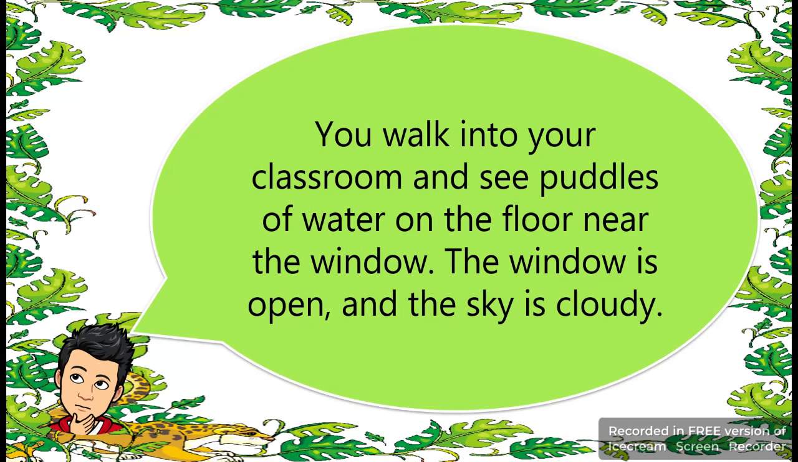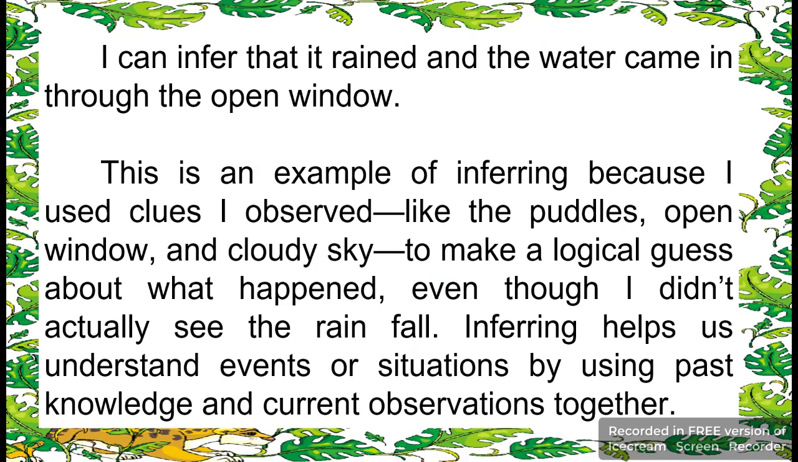You walk into your classroom and see puddles of water on the floor near the window. The window is open and the sky is cloudy. You infer that it rained and the water came in through the open window. This is an example of inferring because I use the clues I observe, like the puddles, the open window and clouds in the sky, to make a logical guess about what happened even though I did not actually see the rainfall.